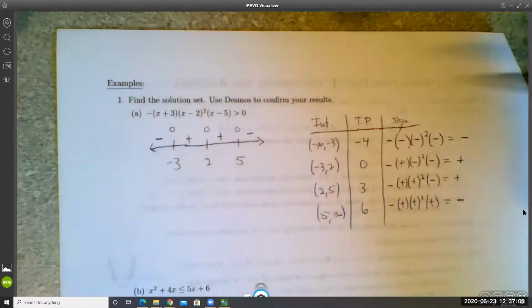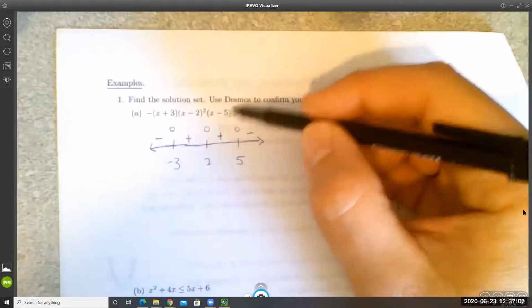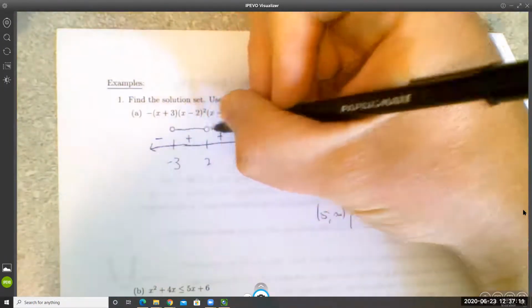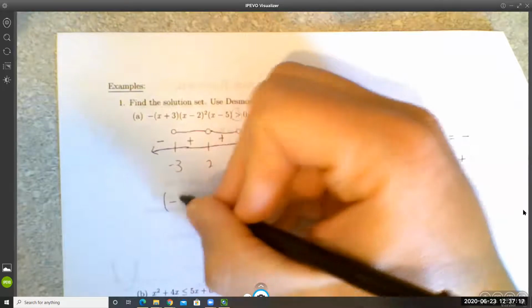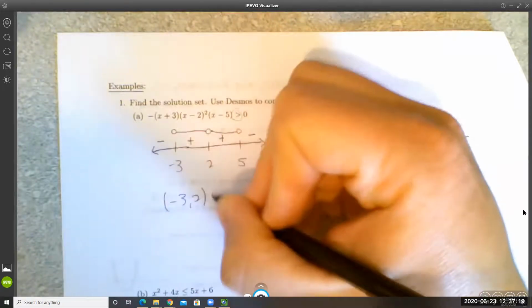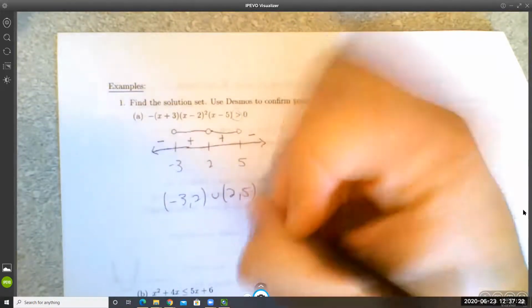Now, what am I looking for? I'm looking for where this expression is greater than 0. I'm looking for where it's positive. That happens in these two locations. So my solution set is -3 to 2 union 2 to 5.